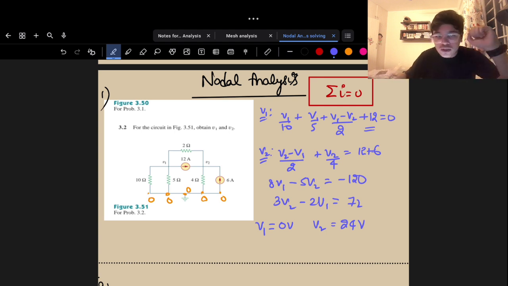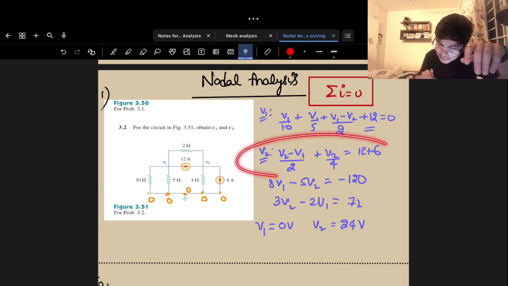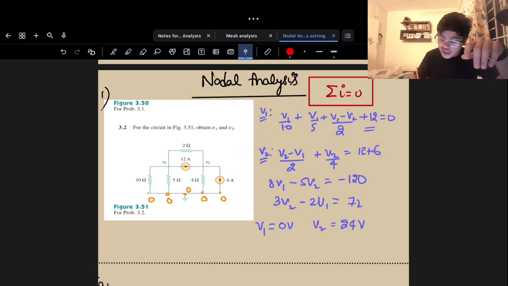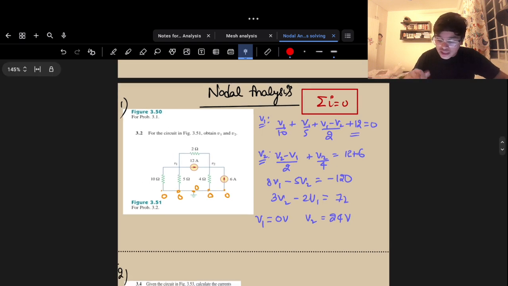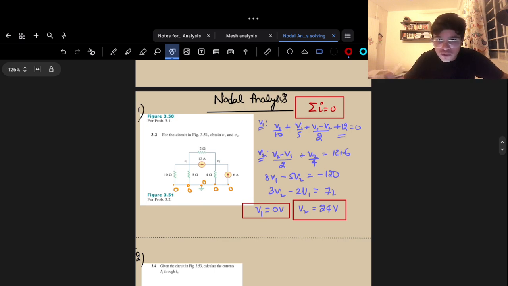You can just input it in the calculator. Simplify this particular expression, simplify this particular expression, and when you get them in the format of these two, simply use your scientific calculator. There is a format, ax plus by plus e. You understood my point. So there's a format to find the answer for these two voltages. So I got the answer as 0 volts and 24 volts for this.